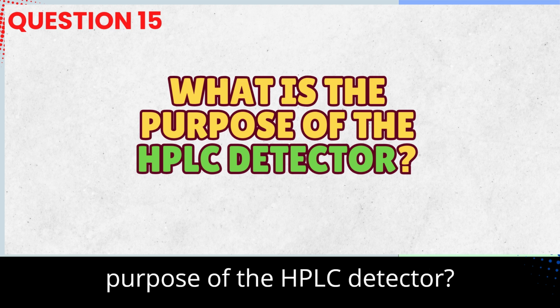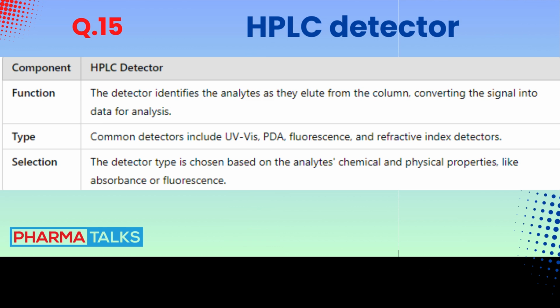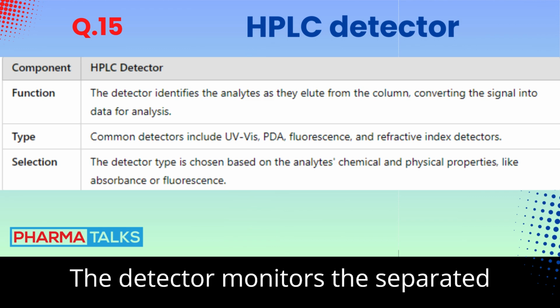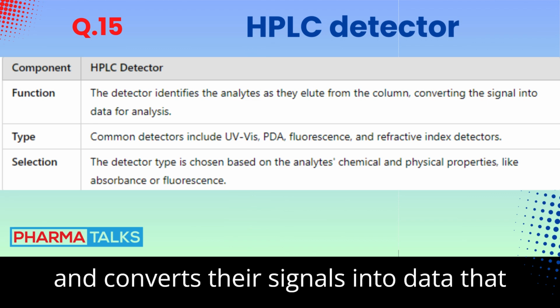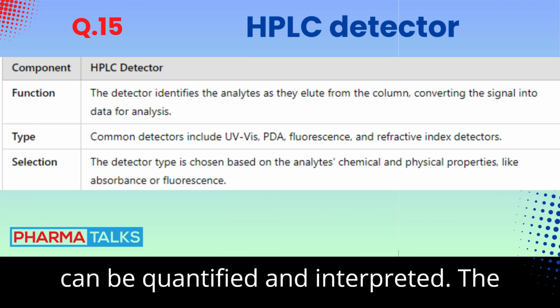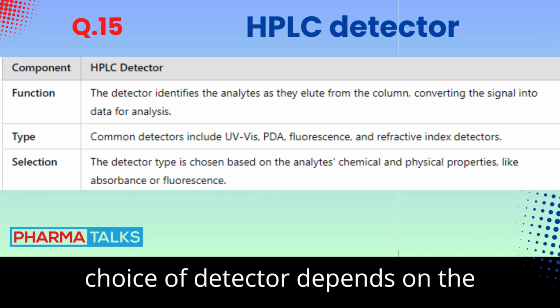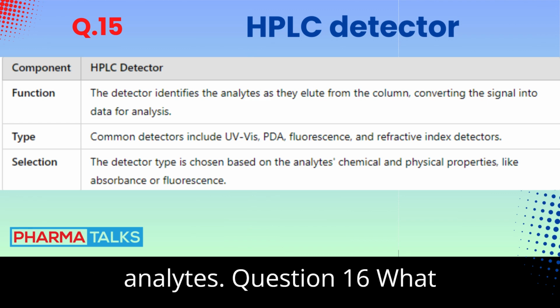Question 15. What is the purpose of the HPLC detector? Answer. The detector monitors the separated analytes as they elute from the column and converts their signals into data that can be quantified and interpreted. The choice of detector depends on the specific chemical properties of the analytes.